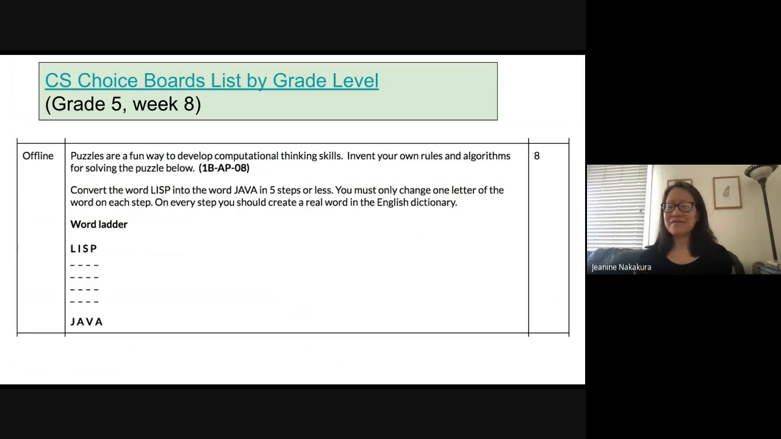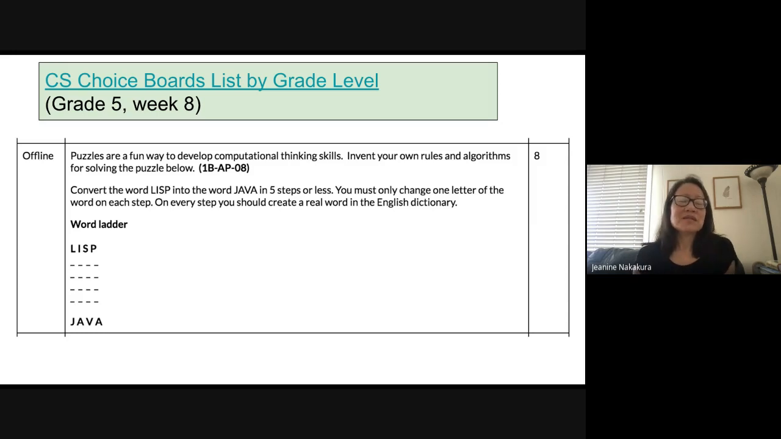So here's a game for you. You joined us at the right time. This is from our choice boards. We did this during the height of the pandemic, and we started with computer science. We did it for 5 or 6 weeks. We put the activities for computer science and group them by grade level. So if you click on that link above, you'll get the activities by grade level. But here's the sample from grade 5, week 8.